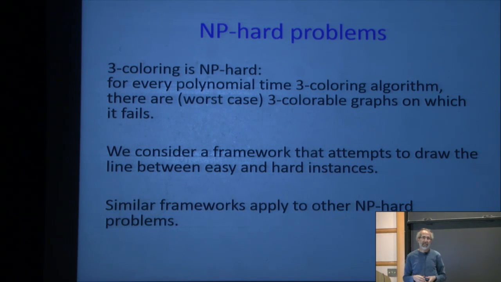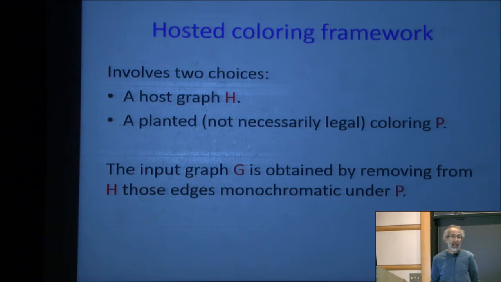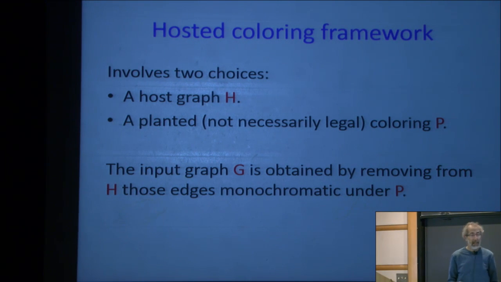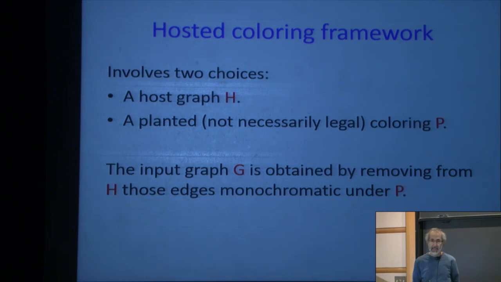And what we are interested in is studying frameworks in which we can distinguish between easy and difficult instances for this problem. The framework we'll describe here will be specialized for three coloring, but it can be generalized to other problems as well. So our framework is the following, the hosted coloring framework. In this framework, the input instance is determined by two choices. First one chooses some host graph H.